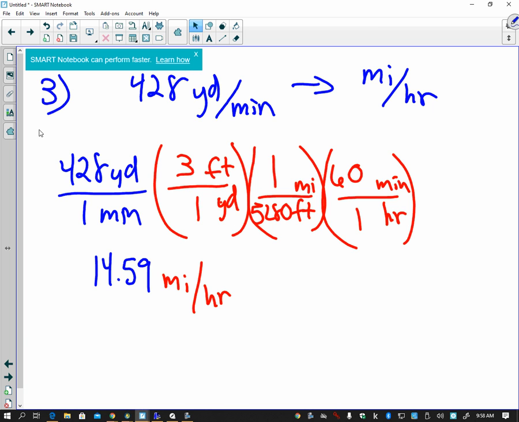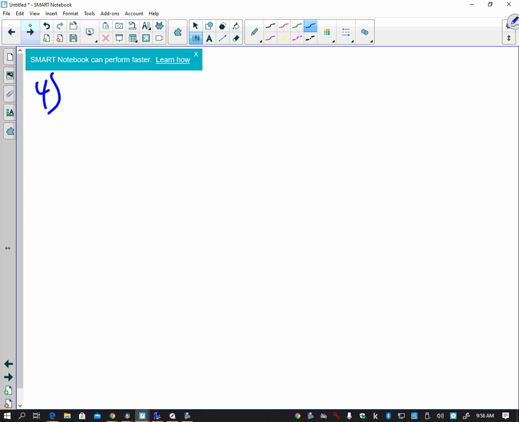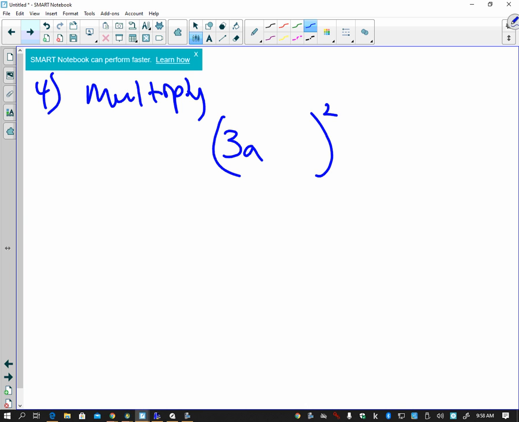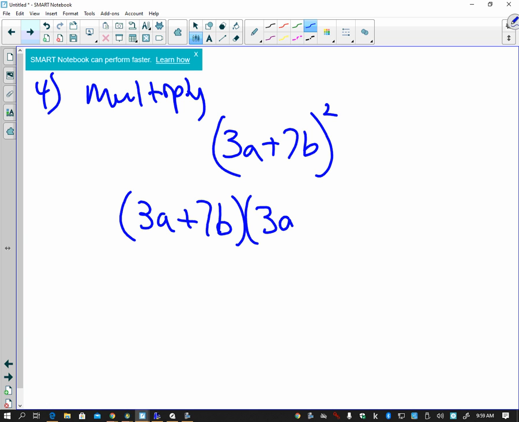All right. Let's move forward here. You're going to see a question that's going to ask you to multiply something squared. Can I get a single digit number? 3a. Give me another digit. I think I heard 7. Okay, multiply 3a plus 7b. What do I do here? Is the answer 9a squared plus 49b squared? No, what do I have to actually do? FOIL: 3a plus 7b times 3a plus 7b.